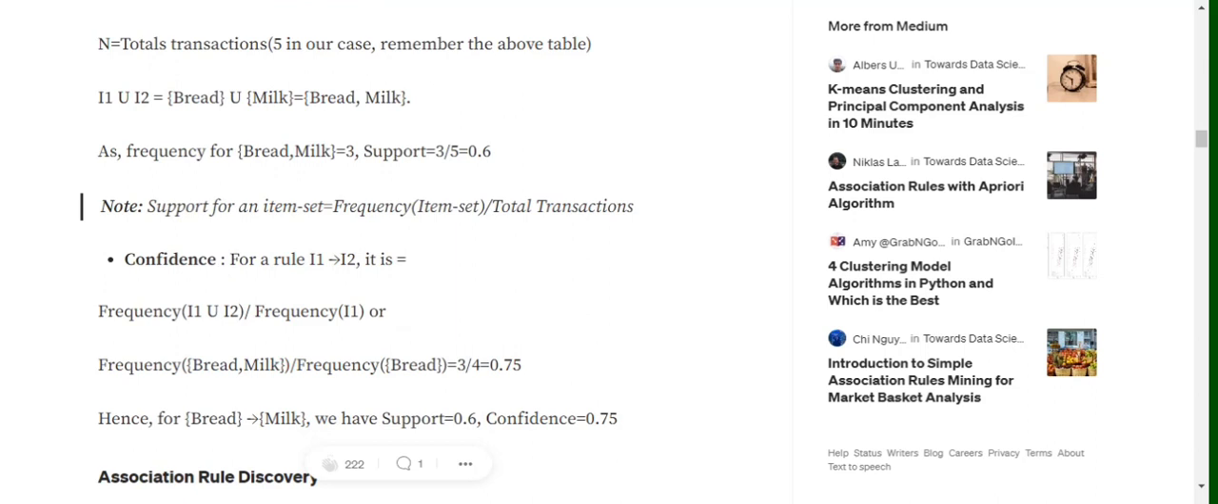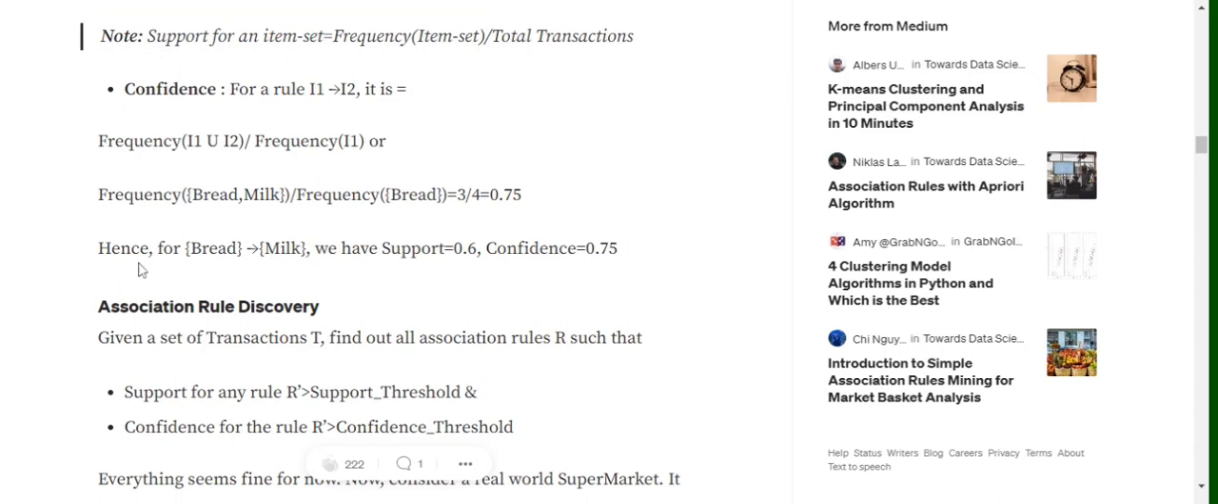Confidence. For a rule I1 giving I2, confidence equals the frequency of I1 union I2 upon the frequency of I1. In the same example of bread and milk, we first calculate the frequency of bread and milk coming together upon the frequency of just bread, that is I1, which equals 0.75, because bread comes 4 times. Hence for the rule bread giving milk, support equals 0.6 and confidence equals 0.75.